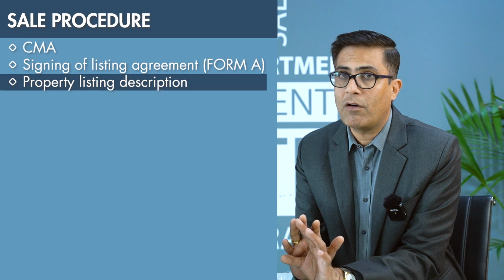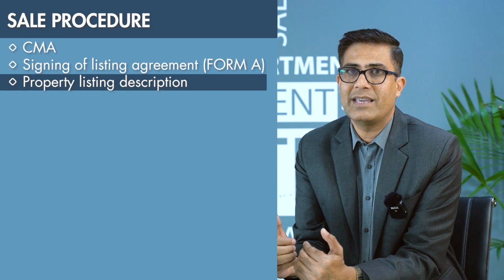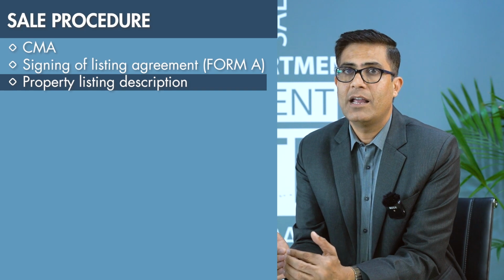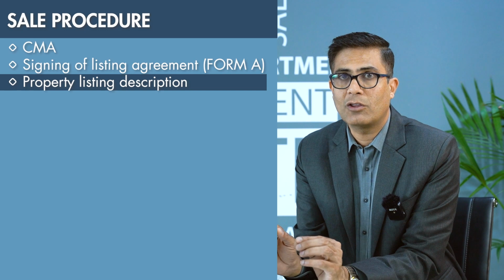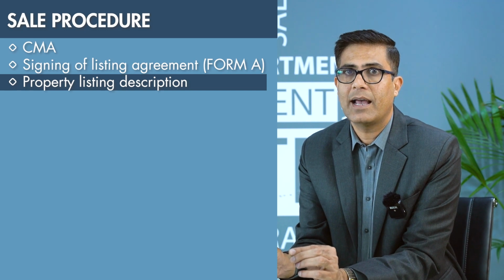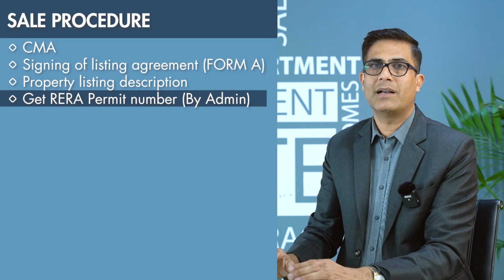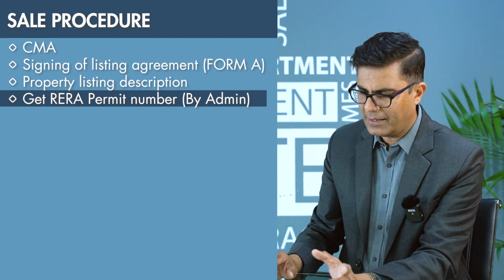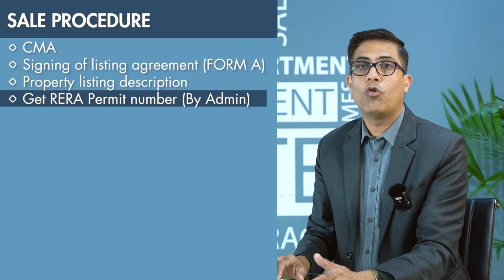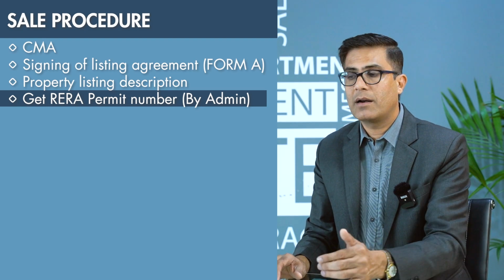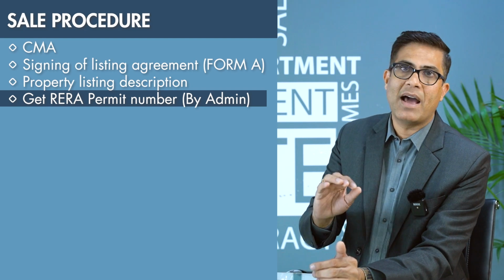Please remember, the back office cannot write the description because they are not the agents. So as an agent, you need to write a smart description, a good description with all the main features of the property, and then give it to the back office. They will get the permit number. It doesn't take long. I think probably half an hour they'll be able to get the permit number. So once you have the permit number, that is when you can start marketing the property.